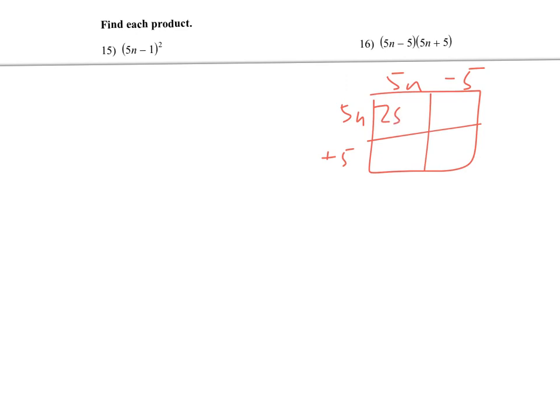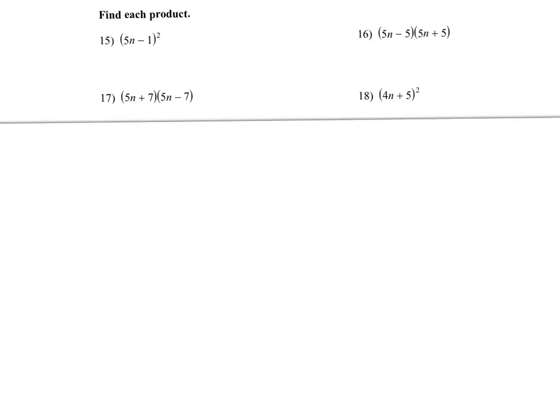Okay, so then I get 25n squared, negative 25n, 25n, and negative 25. So in this case, these actually cancel out here because I have one positive and one negative. So I get 25n squared minus 25. There's my answer. All right, next up here, I have 4n plus 5 squared.